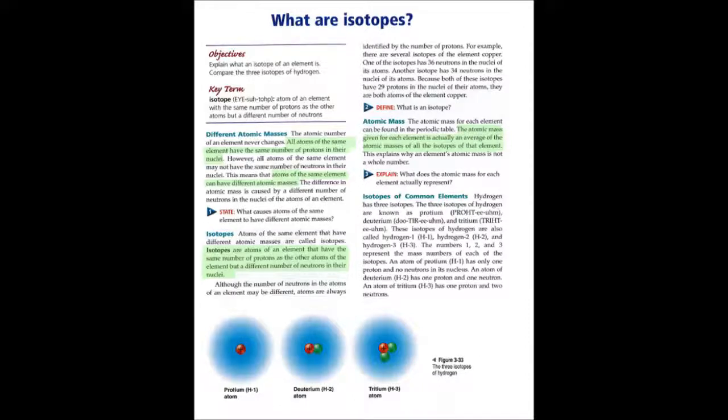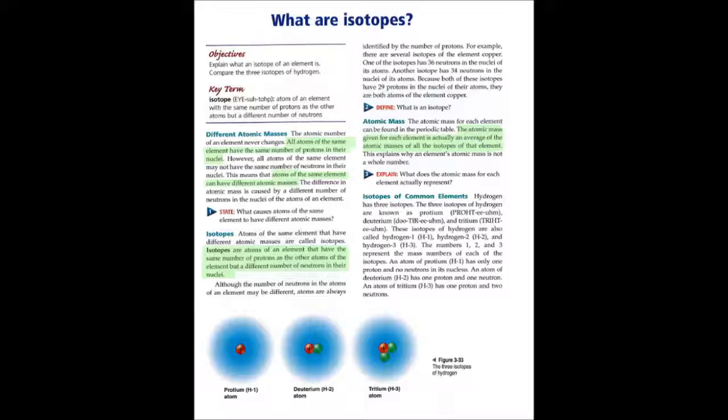What are isotopes? Objectives. Explain what an isotope of an element is. Compare the three isotopes of hydrogen. Key term. Isotope: an atom of an element with the same number of protons as the other atoms, but with a different number of neutrons.